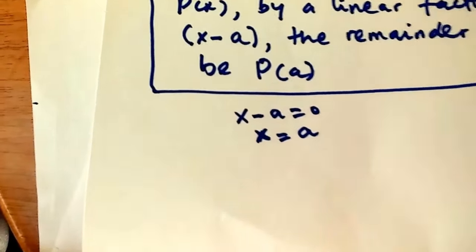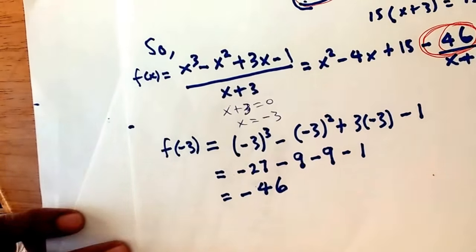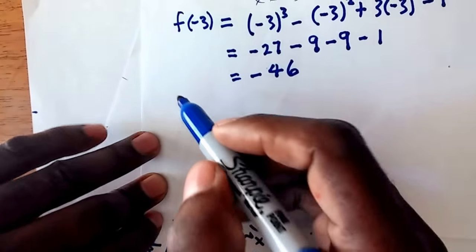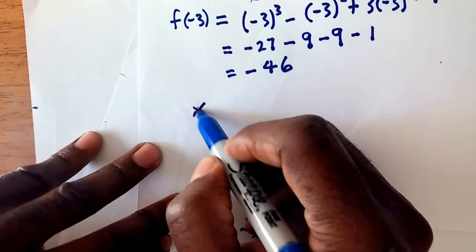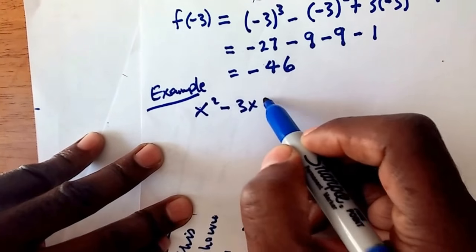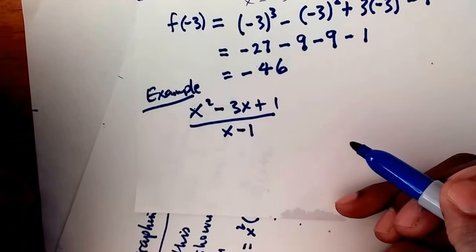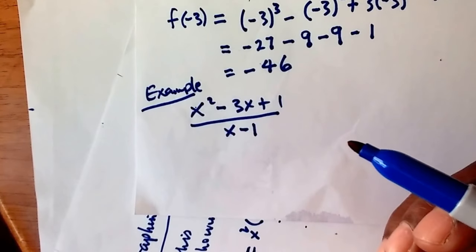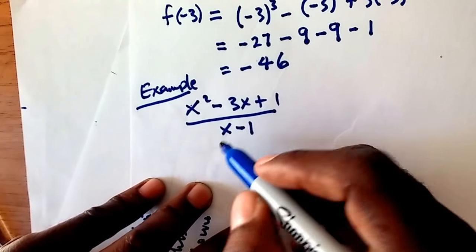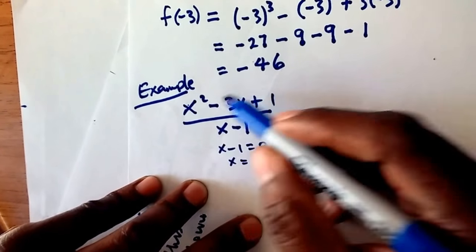So here is another example. Here is how this is used. Let's say I wanted to find the remainder. What is the remainder when I divide, in example 1, x squared minus 3x plus 1 by x minus 1? I want to see if there will be a remainder when I divide this. Well, I don't need to do a lot of work. I just need to plug in. If I set x minus 1 equals 0, then x equals 1. I just need to plug 1 into that.